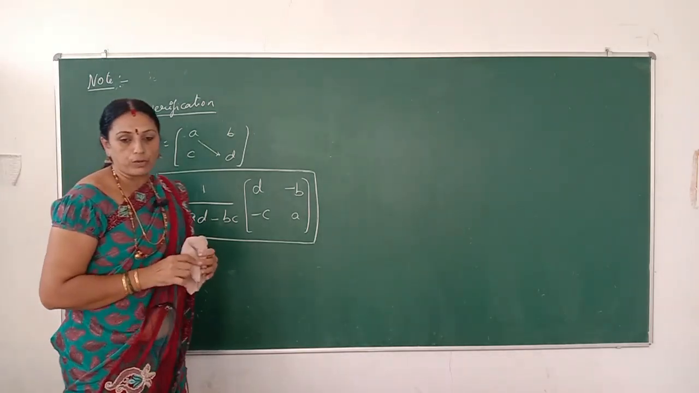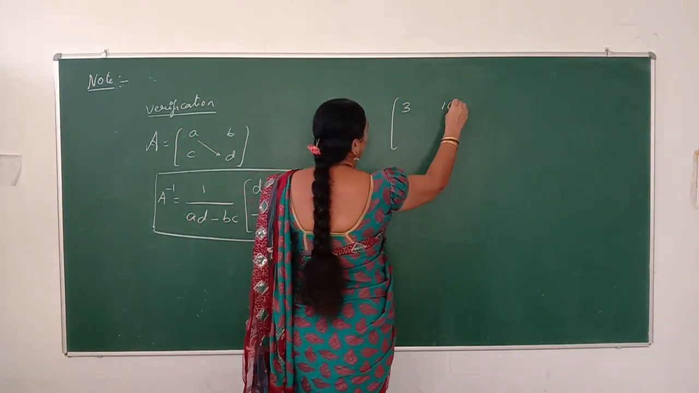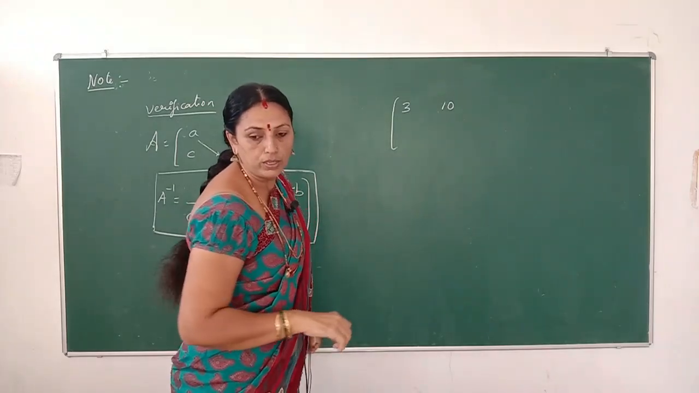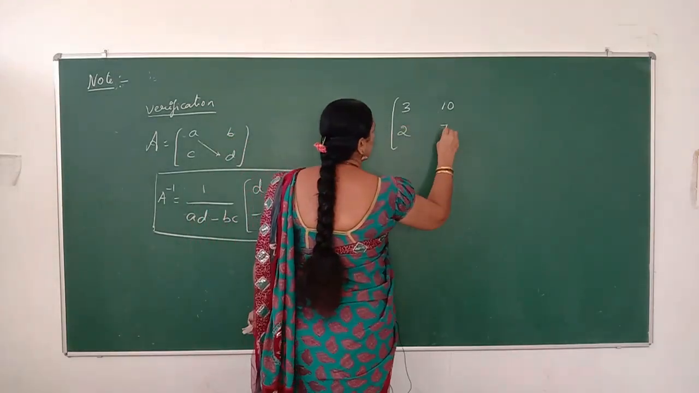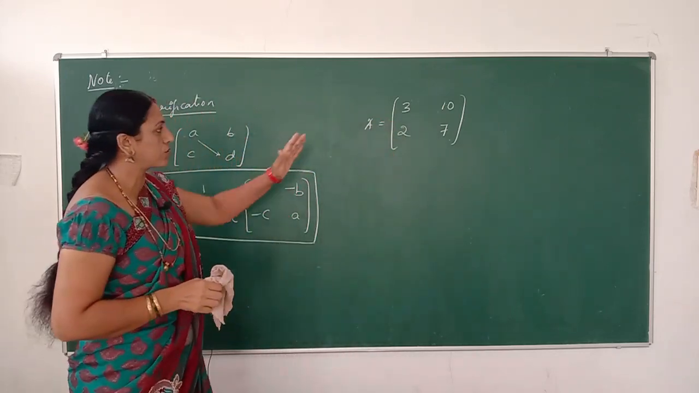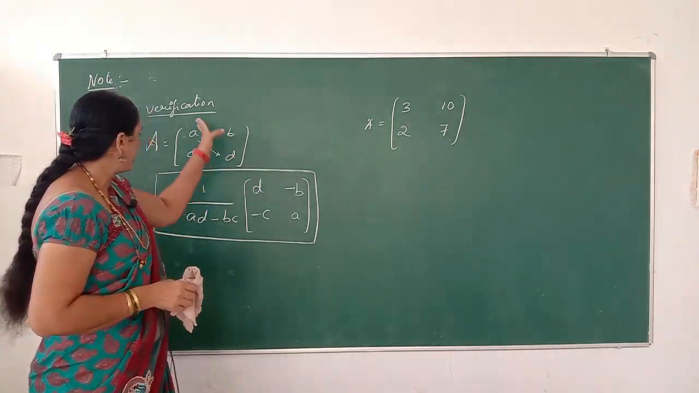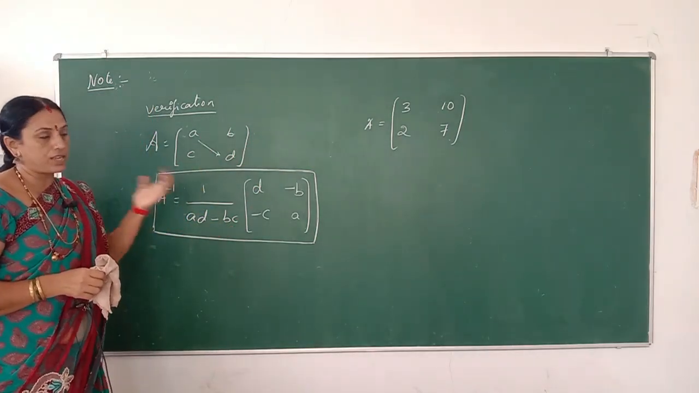But in the last problem we already discussed, one of the problems is 3, 10, 2, 7. That problem, we already found the inverse of the matrix. The last problem we have now solved. But we'll just verify your answers by using the short form of how to find the inverse of the matrix.